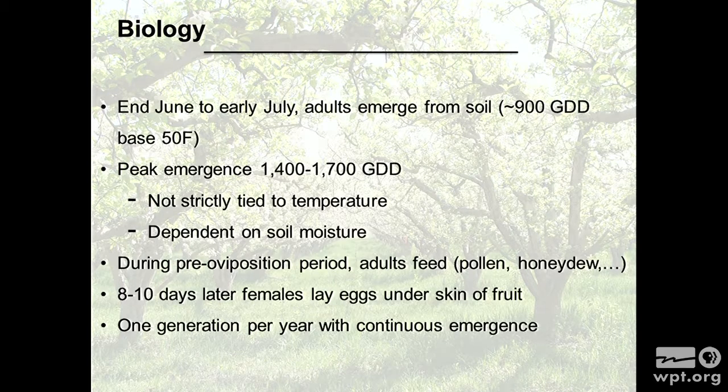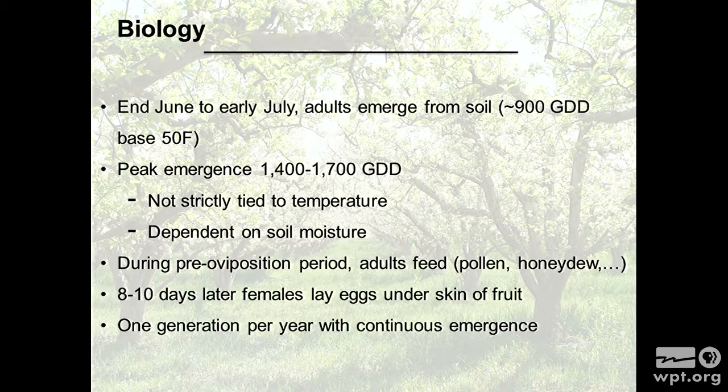And the problem with apple maggot is that they are very much linked to temperature and humidity. So the models are not as clear-cut as you would have for, say, codling moth. They're a little bit different, and they don't work as well compared to those kinds of moths. Peak emergence is between 1,400 and 1,700 growing degree days. You actually only have 1 generation.